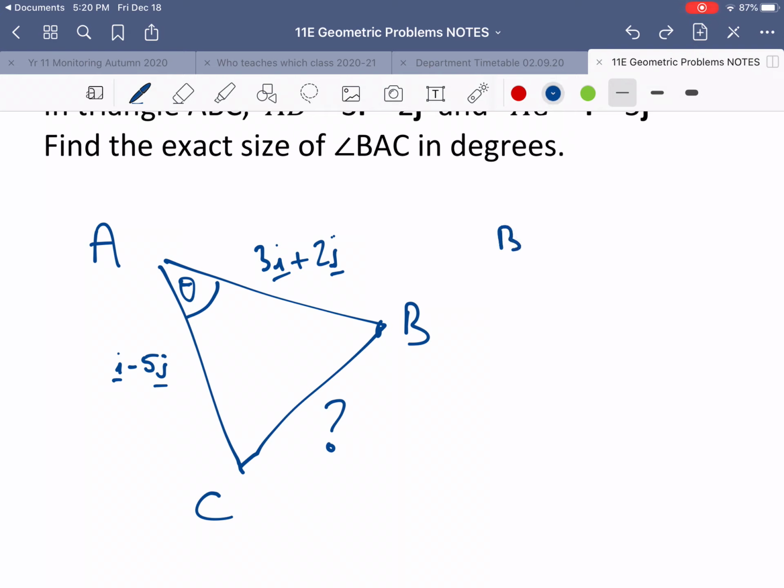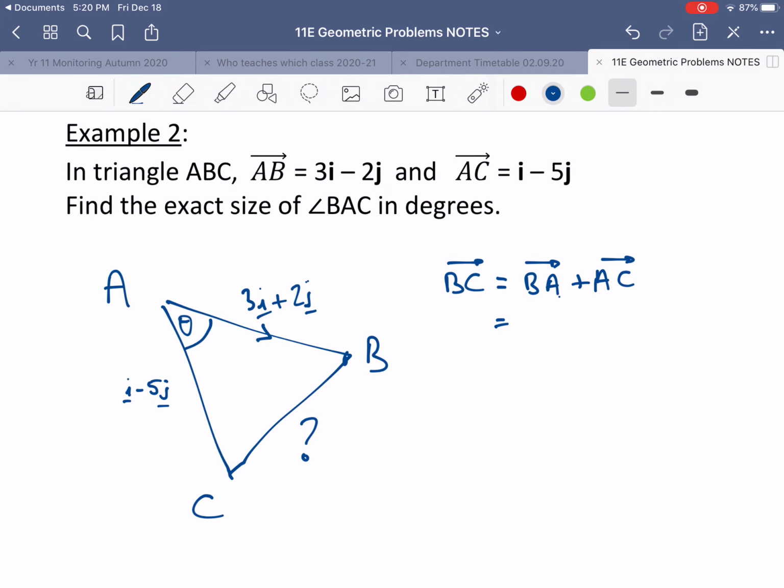B to C is actually going from B to A, then from A to C. Now B to A, well, 3i plus 2j, I should have written it properly, is going along down that way, because we're told in the question going from A to B is that 3i minus 2j.